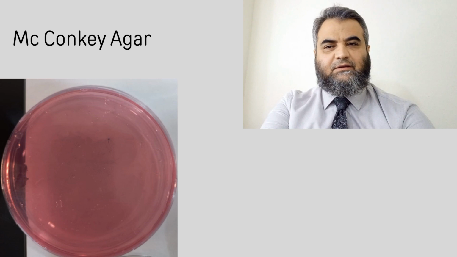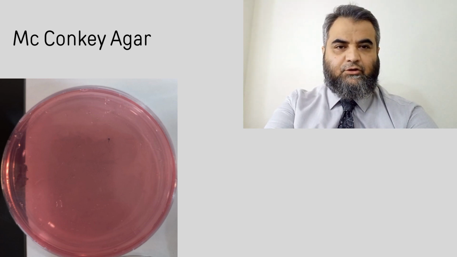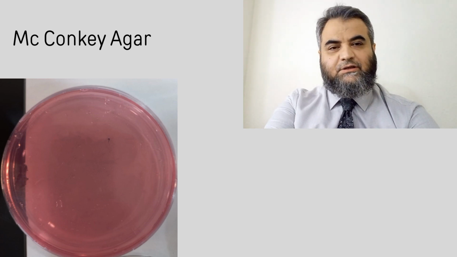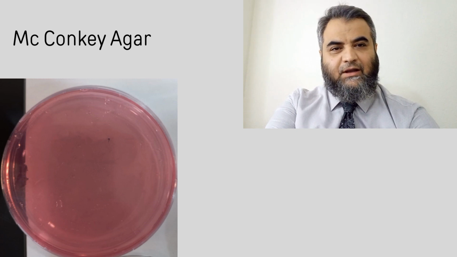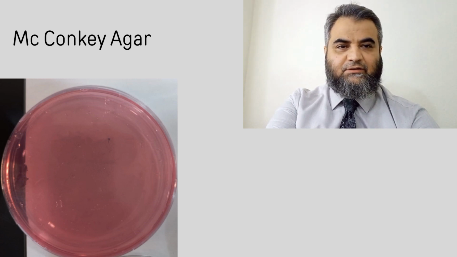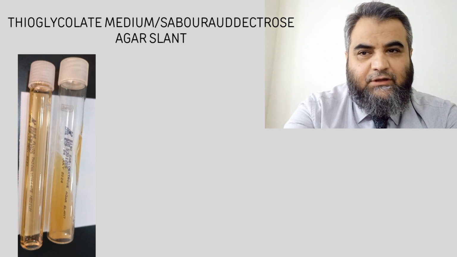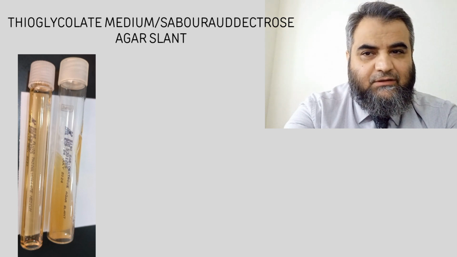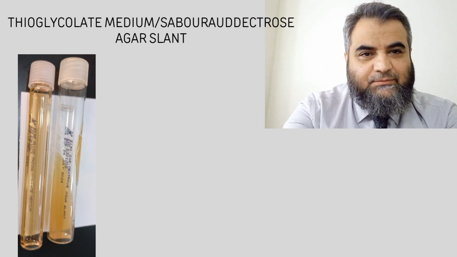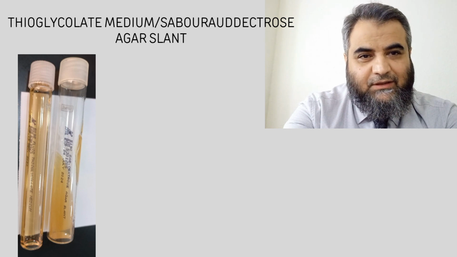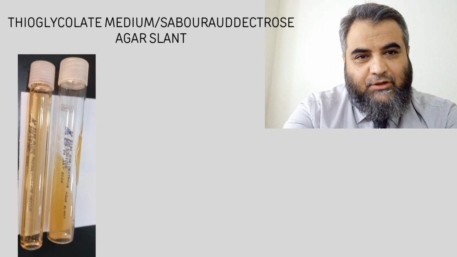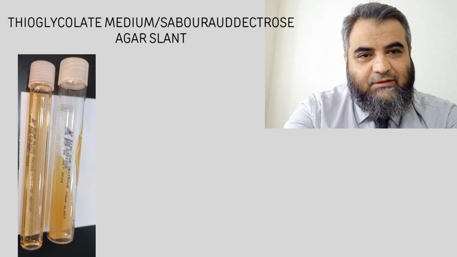This pink culture medium is MacConkey. MacConkey is basically used for the growth of gram-negative bacteria. And these are two culture media in slants. In the tubes, you can see thioglycolate medium and Sabouraud dextrose agar. Thioglycolate is basically used for aerobic and anaerobic bacteria, while Sabouraud dextrose, as mentioned earlier, is for fungal growth.